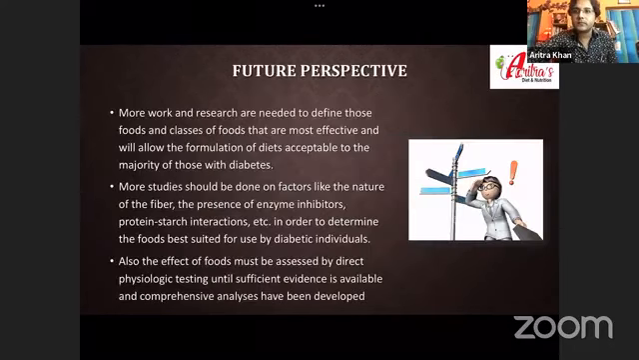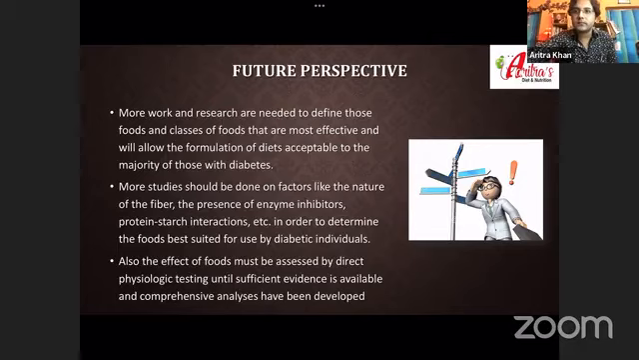So, future perspective for research: more work and research are needed to define those foods and classes of foods that are most effective, which will allow the formulation of diets acceptable to the majority of those with diabetes. More studies should be done on factors like the nature of the fiber, the presence of enzyme inhibitors, and protein-starch interaction. Also, the effect of the food must be assessed by direct physiological testing until sufficient evidence is available and comprehensive analysis has been developed.